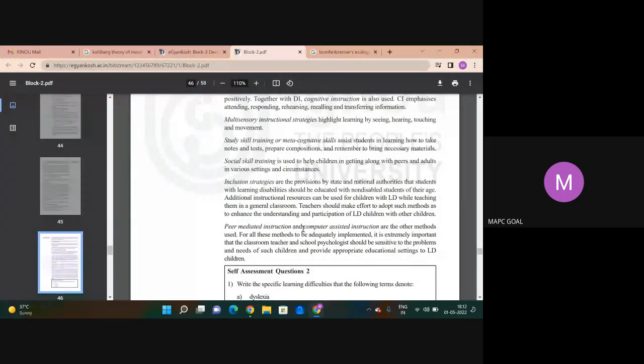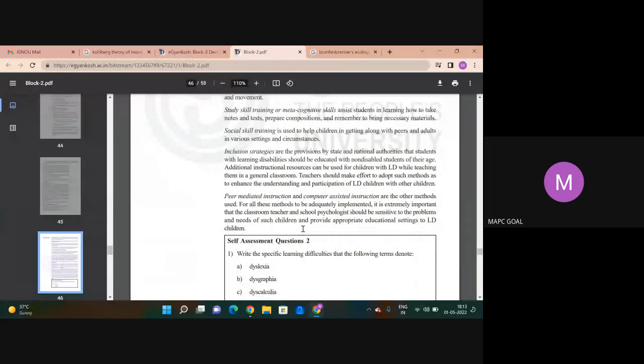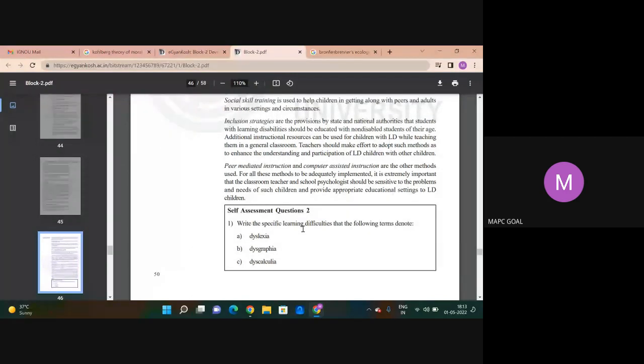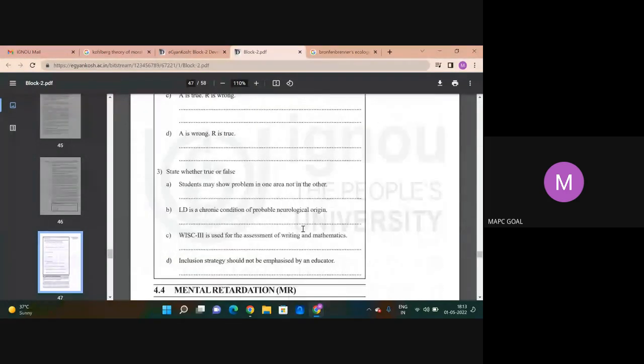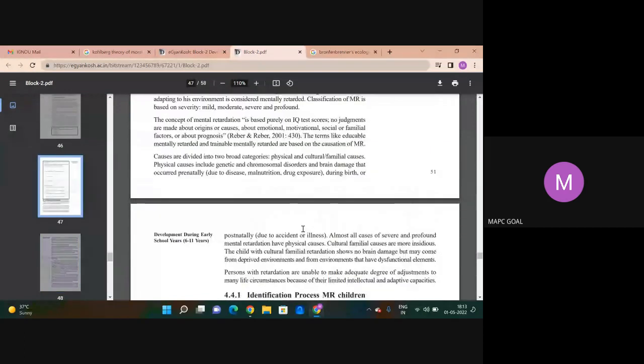And inclusion strategies, these children should not be separated from the normal kids. They should be with them, and then extra effort has to be put on part of the teacher and the parents and the school administration. And we also can take help from friends, their friends, and computer assisted. We have virtual reality, which is helping ADHD children. We'll see that. So all these are some kind of activities.